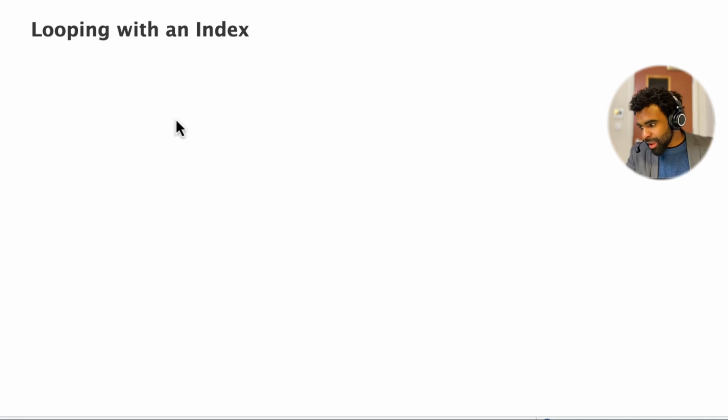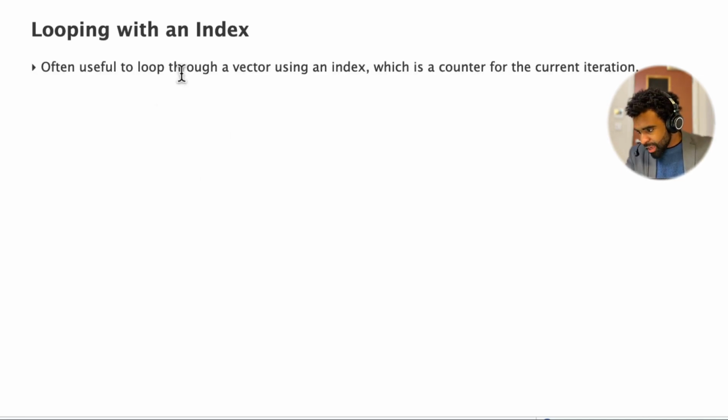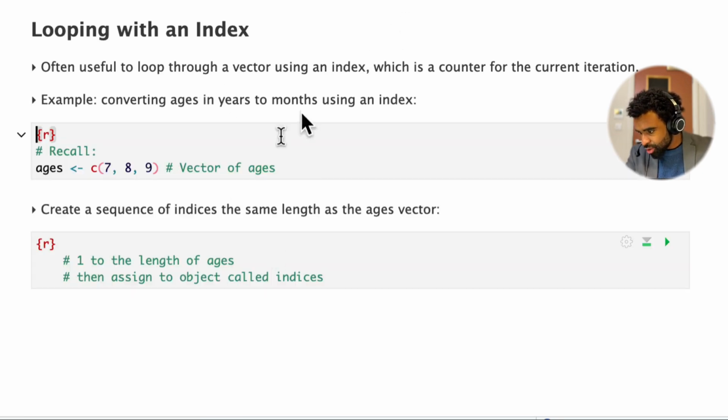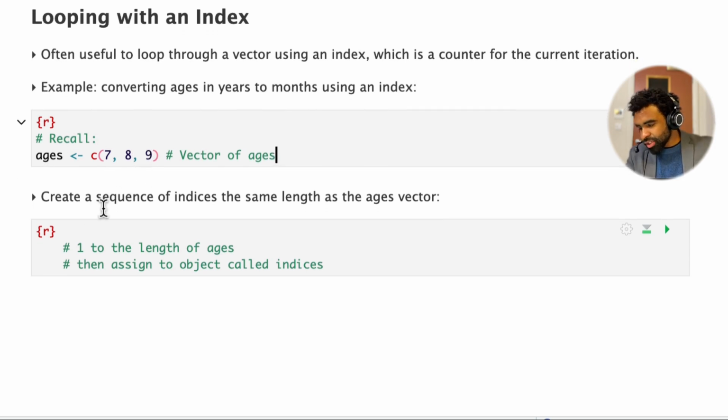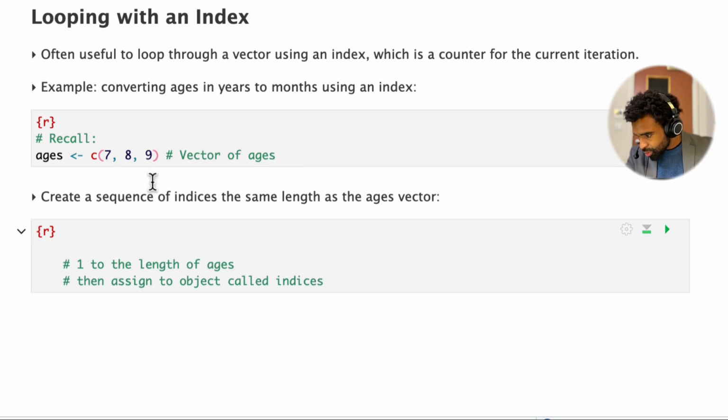Let's think about looping with an index. It is often useful to loop through a vector using an index, and an index is basically a counter for the current iteration. We're going to see what this means. So let's take again our default example of converting ages in years to months using an index. And recall that we have this ages vector here of 7, 8, 9. And now let's try to rewrite this for loop, but now using indexes. So first we need to create a sequence of indices. Indices is the plural of index.